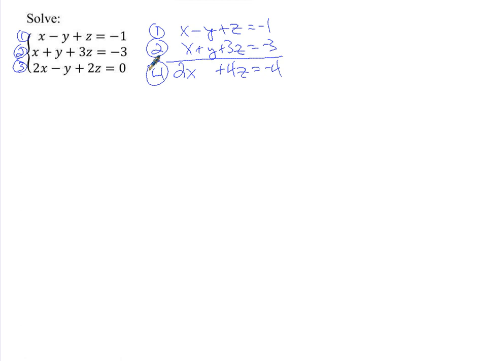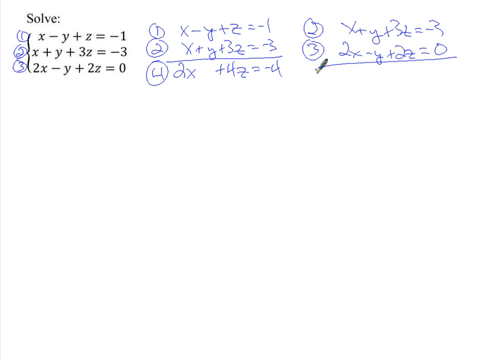Now what? Pick 2 more equations. I already used 1 and 2, so I can't do that one again. I can go 2 and 3, or I can go 1 and 3. 2 and 3 seems to work better because I already have opposites. So I'm picking equation 2 and equation 3. Equation 2 is x plus y plus 3z equals negative 3. And equation 3 is 2x minus y plus 2z equals 0. I'm trying to eliminate y. I have opposites already, so I can just add. And I get what?